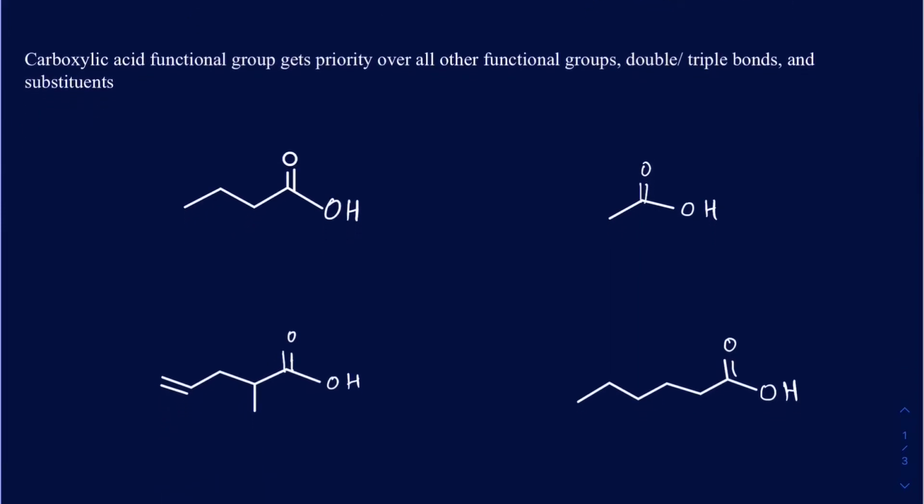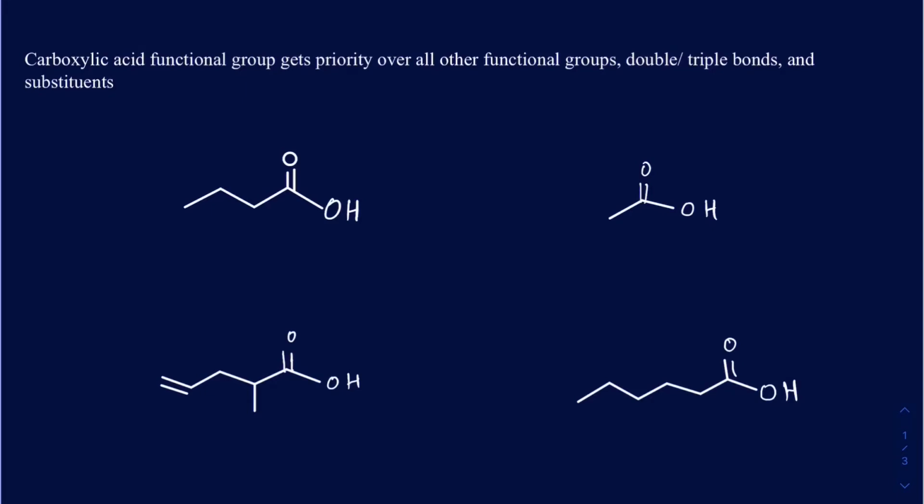Now let's talk about how you're going to be naming the carboxylic acid compounds. Out of all the functional groups that you will learn, carboxylic acid gets the priority in terms of numbering. For example, if you have an alcohol or double bond or triple bond or ketones or aldehydes, if there is an acid present, the acid must get the lowest number possible.